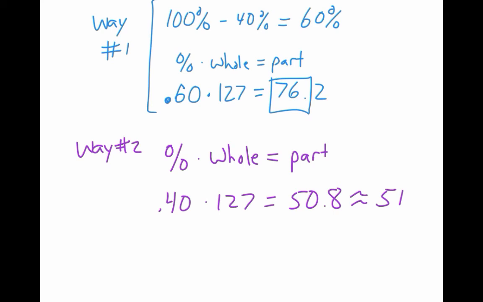But then you have to remember to say, okay, I'm going to take my 127 lunch eaters. Now 51 people aren't getting lunch, and that'll get me down to my 76 people that still are. So pick the way that works for you. Do them. Survive. Life is awesome.